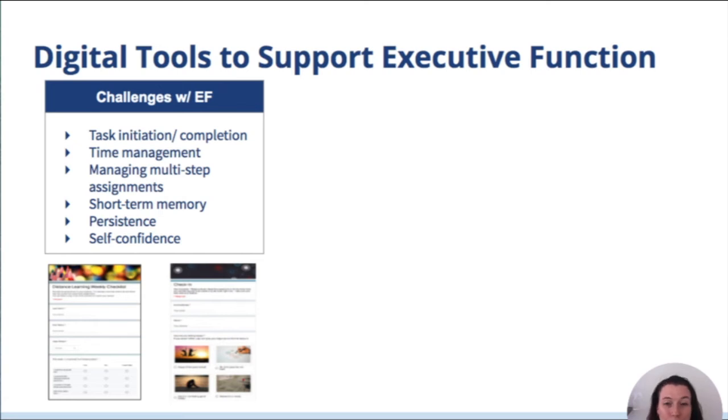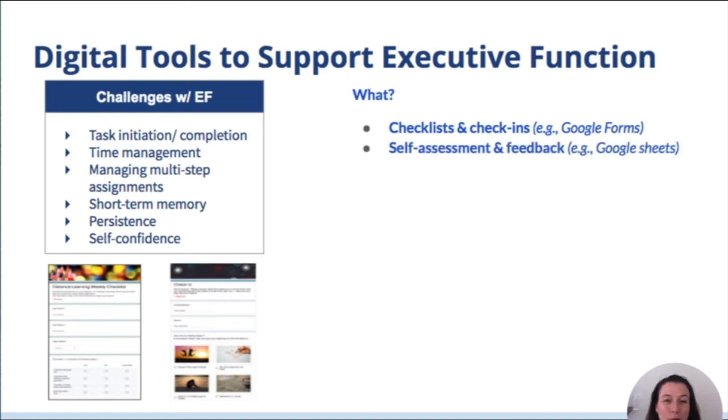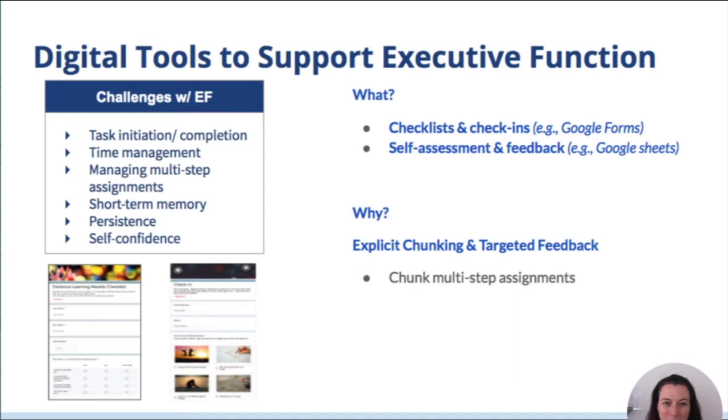Finally, there are digital tools to support executive function. Checklists and check-ins using something like Google Forms can be very helpful, as well as self-assessments and feedback using Google Forms or Google Sheets. This can help make the chunking of assignments explicit and can help provide targeted feedback. So if you chunk multi-step assignments and give students a checklist for each of those steps, it helps them see the different parts that they need to complete.